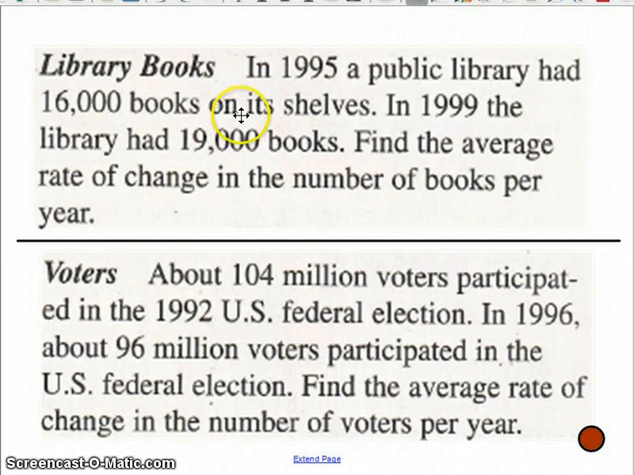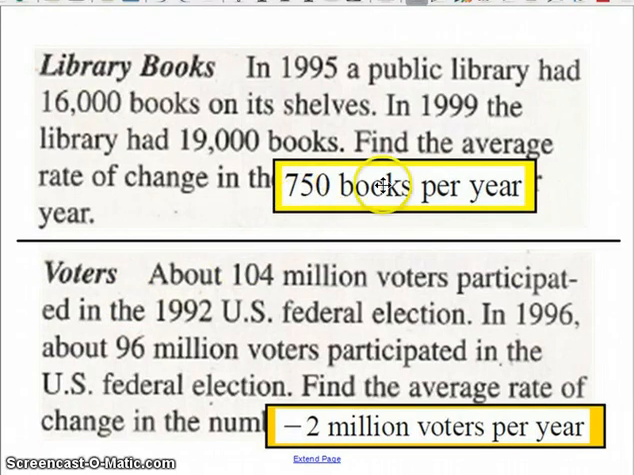Based on that, I'd like you to look at these two problems, hit the pause button, read them through, and like it says, find the rate of change for the library book story and find the average rate of change for the voter story. When you come back, I'll show you the answers. Okay, I'm going to assume that you did that. The rate of change for the library books is a positive slope, 750 books per year, because it's increasing. The rate of change for the voters is a negative slope, negative 2 million per year, because it's decreasing. If you didn't get these answers, have any questions about this, don't hesitate to ask me when you come into class.